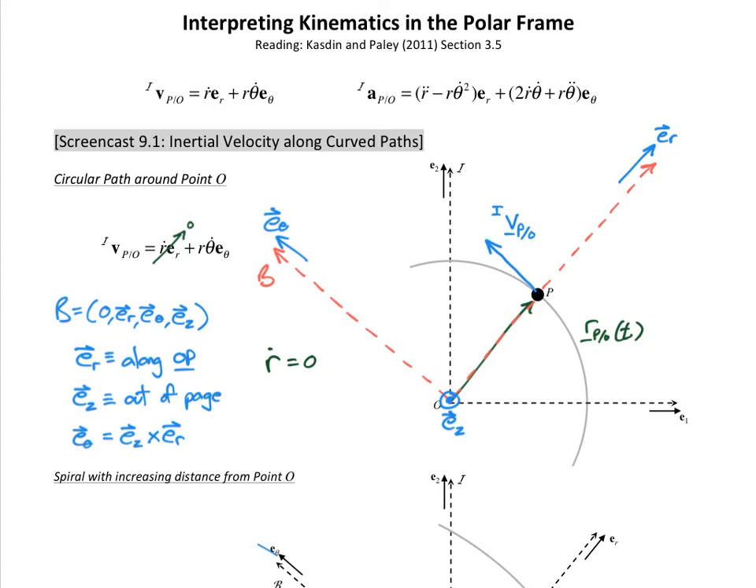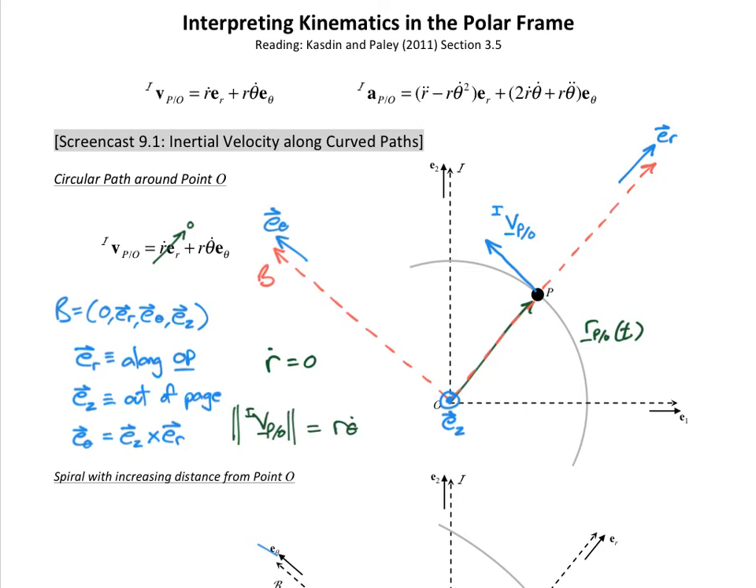And so it follows that all of our speed is in the e theta direction, which is perpendicular to e r. And so that speed in the e theta direction, the magnitude is r theta dot. So in this situation, the velocity of P with respect to O, as observed in the inertial reference frame, if we take the magnitude of this, then that's equal to r theta dot.